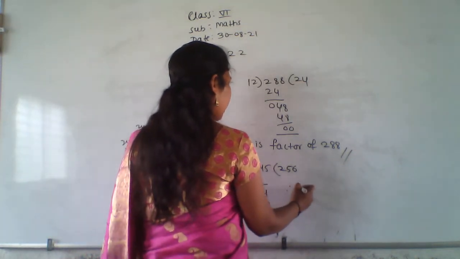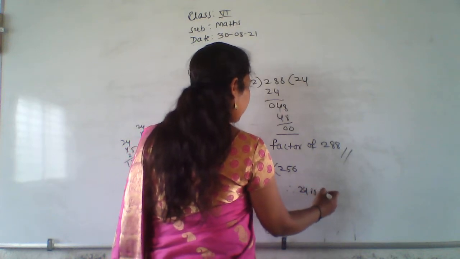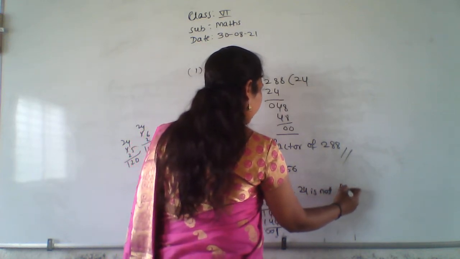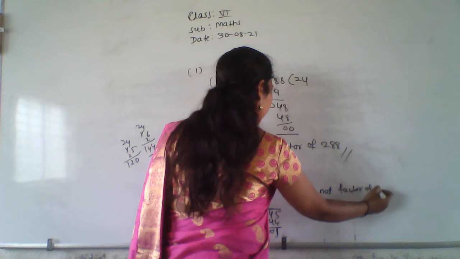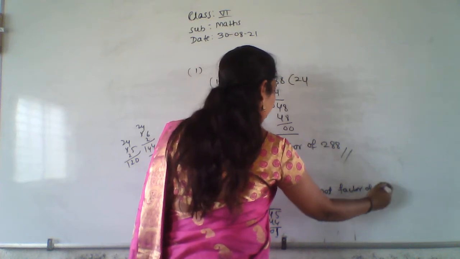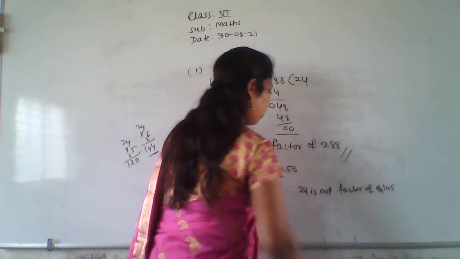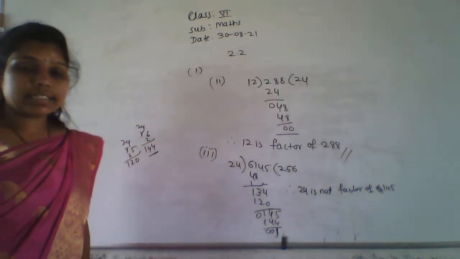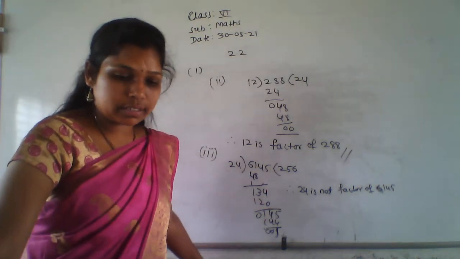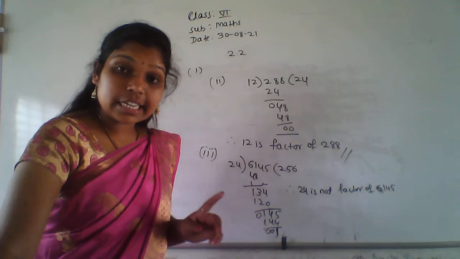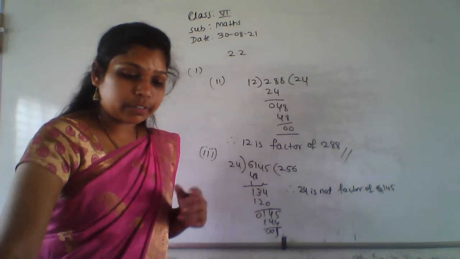Therefore what can we say here? 24 is not a factor of 6145. It is not a factor of that value. So we finished the first main. Now we'll go for the second main.